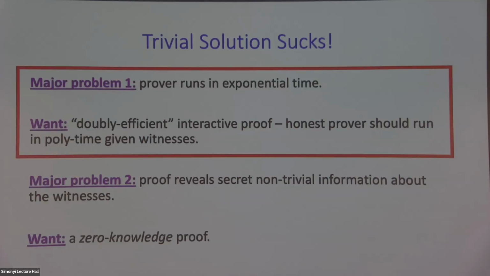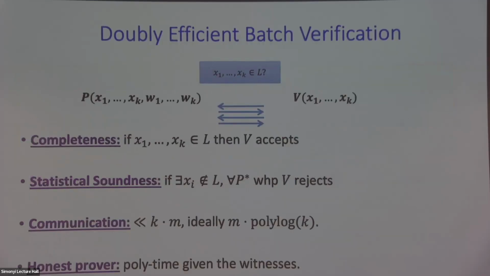I want to first focus on the first aspect, doubly efficient proofs, and then we'll talk about the second. Maybe just to make the parameters clear: M times K would be the trivial bound for communication. And running IP equals PSPACE would give what bound? I mainly care about the dependence on K. It's like polylog K. Actually I have it here. So for completeness and soundness, as we said before, we're aiming for communication to be much better than K times M. Ideally, we would like it to be something like M times polylog K.